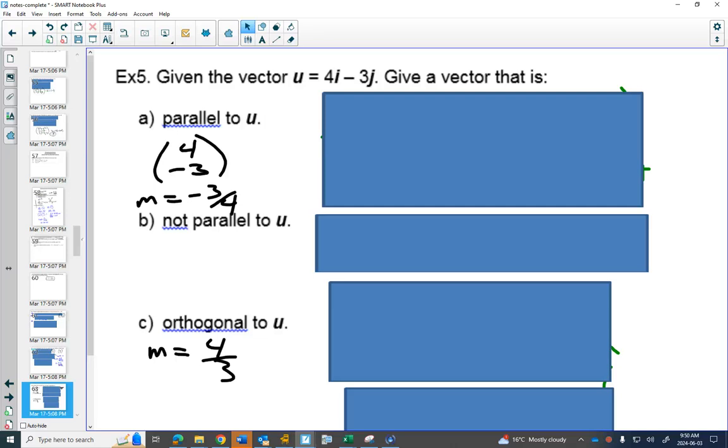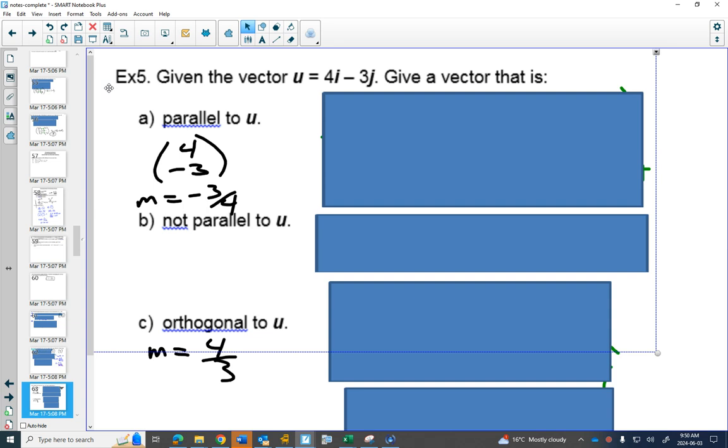So in 2 dimensions, if you have the vector 4, negative 3, 4 would go on the top, -3 on the bottom. That would be your column vector. In 2 dimensions, your column vectors are very much related to your slopes. The slope of that vector would be -3/4 because your x is on top, that's your run. Your y is on the bottom, that's your rise. And since slope is rise over run, it's just going to be the flip.